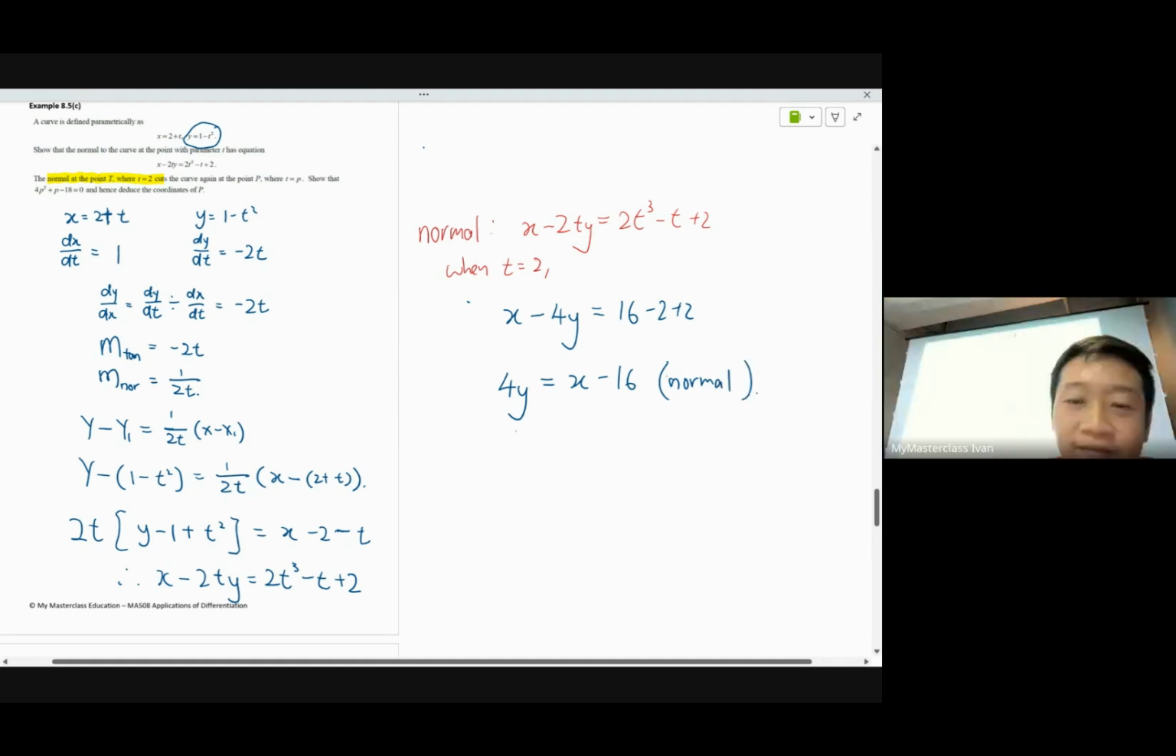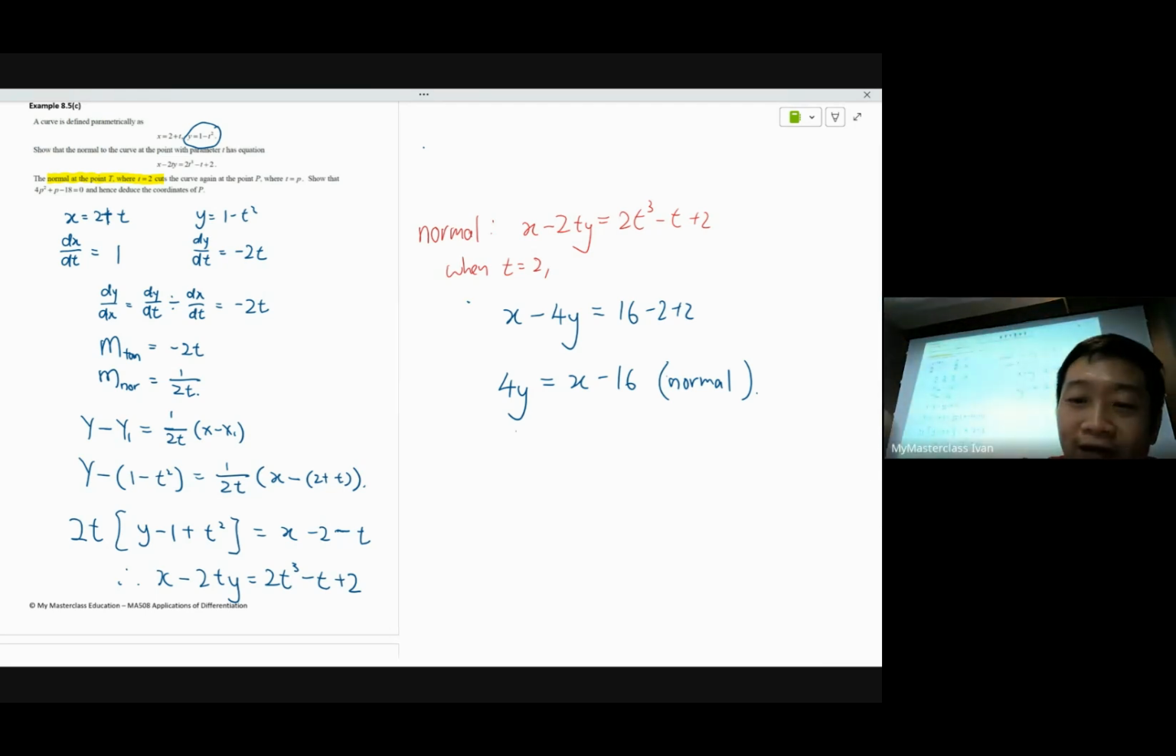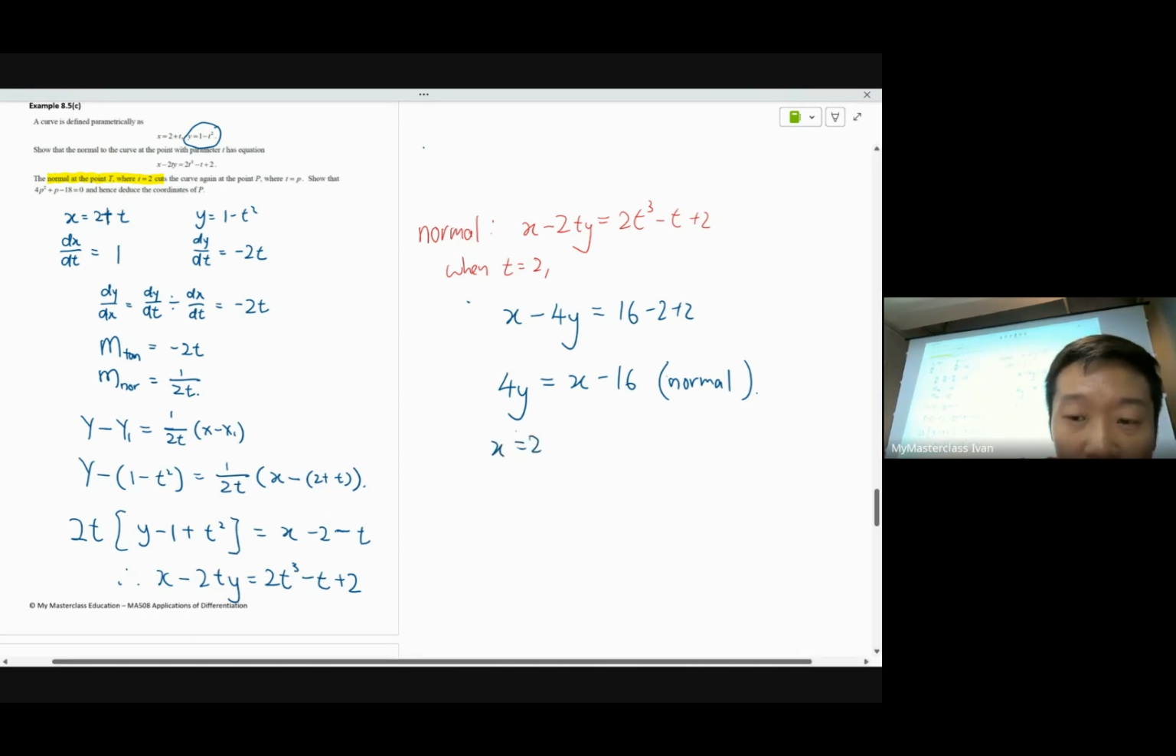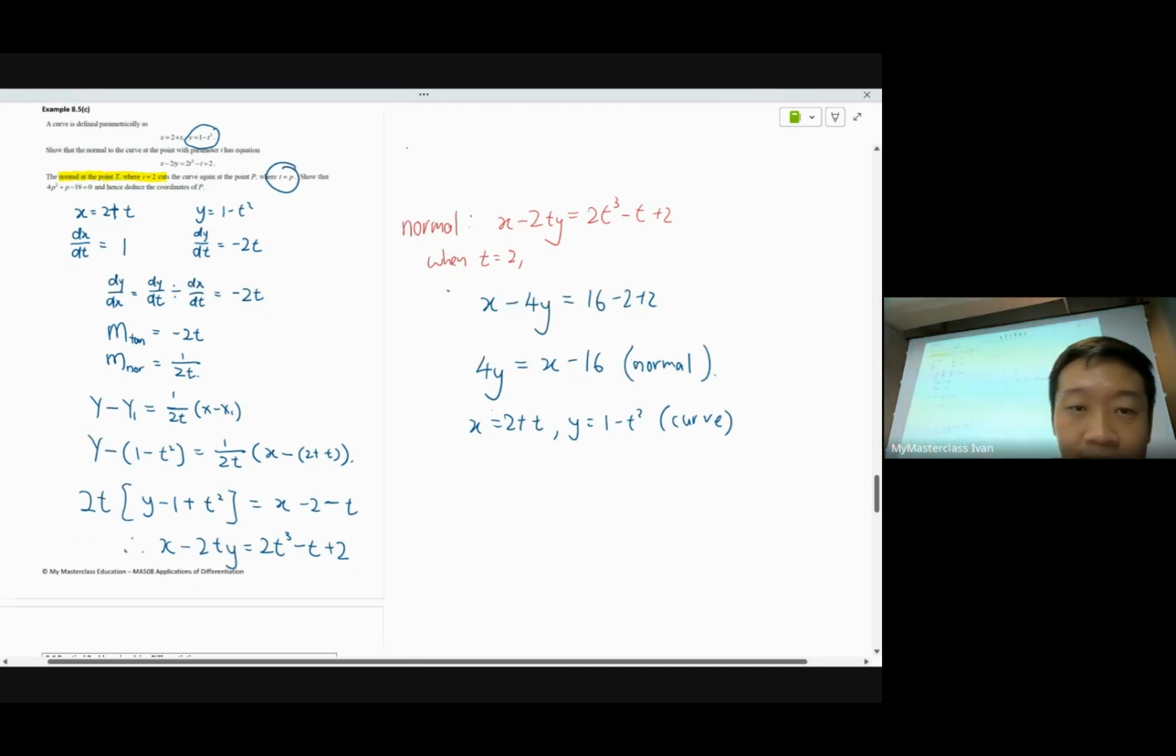That's the curve again. Which one is identified as the curve? So this is the normal, right? So you must know what your things are. My curve is x equals 2 plus t and y equals 1 minus t squared. Can you see this is the curve? So you want to find the point of intersection between the normal and the curve, right? Simultaneous equation. And now they say that t is equal to p.